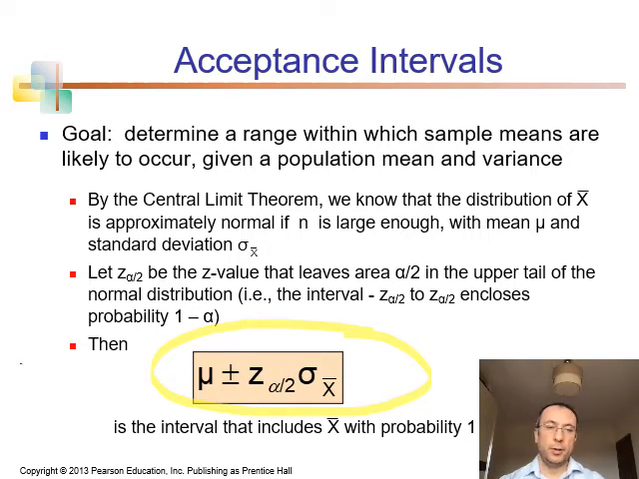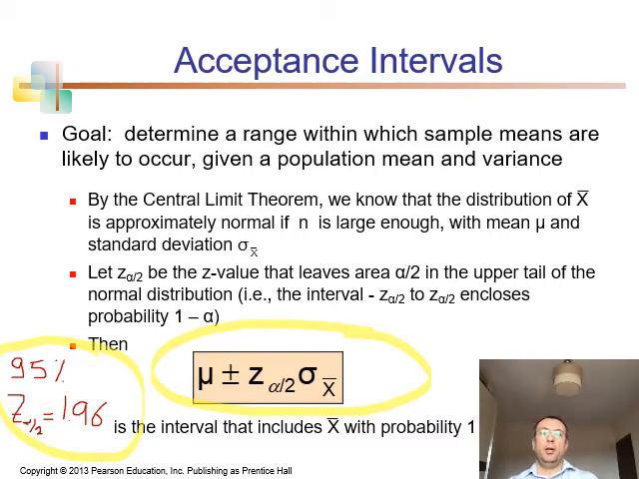is 95%, and for the 95%, the z value in that case will be 1.96. Now there's a formula behind this, but we don't need to know that. You just need to know those numbers. For 95% acceptance, the z value is 1.96.